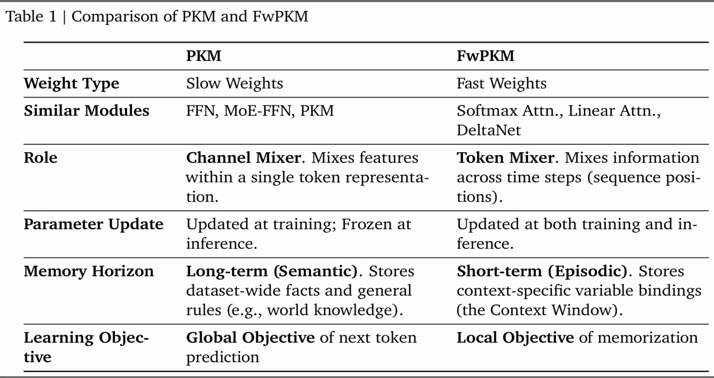Alright, to set the stage, Table 1 contrasts the original product key memory with the new fast weight formulation. The classic approach, seen in the center column, uses slow weights that are frozen at inference, functioning essentially as a static, long-term semantic memory. The new method on the right, however, uses fast weights that update continuously during both training and inference. This fundamental change allows the model to act as an episodic memory, effectively mixing information across time steps to bind variables within the specific context window.